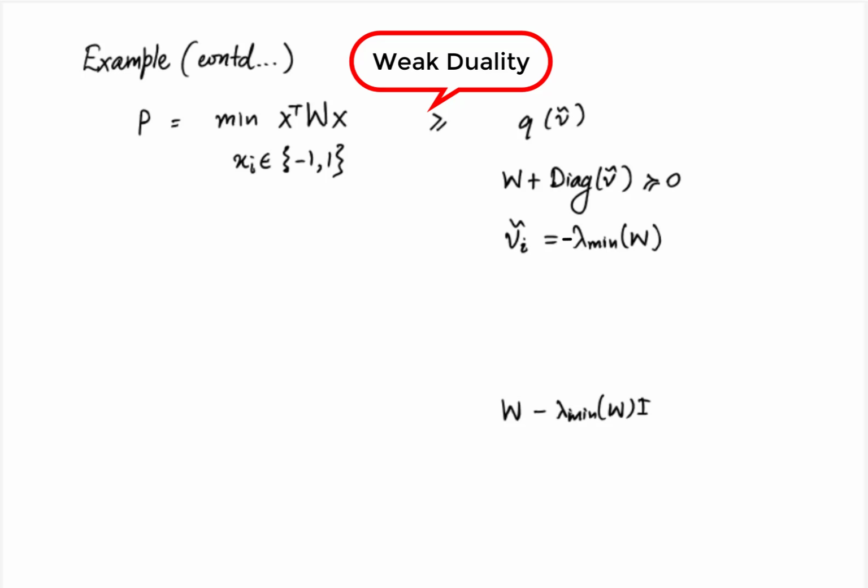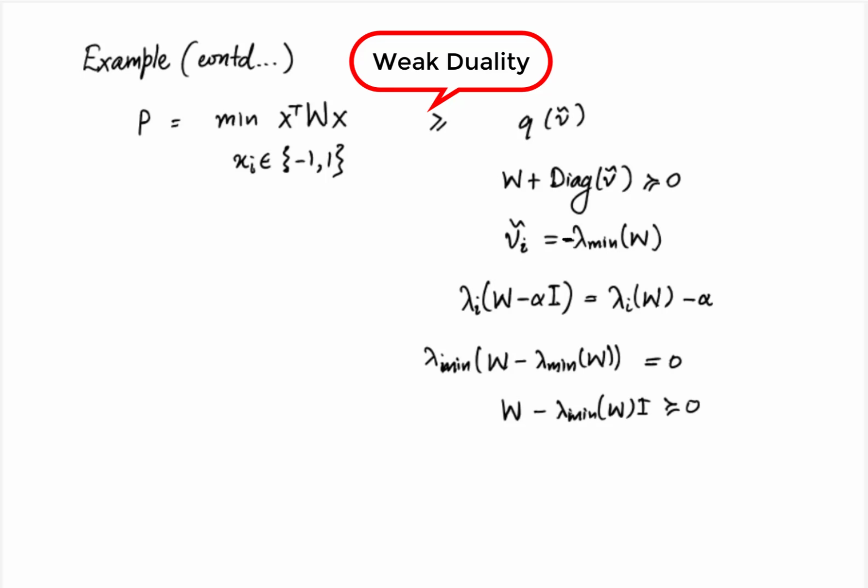If you recall the properties of eigenvalues, then you can see that the eigenvalues of W minus alpha I are equal to the eigenvalues of W minus alpha for any scalar alpha. So the smallest eigenvalue of W minus lambda min of W times identity is exactly 0. In other words, the matrix W minus lambda min of W times identity is PSD, and hence nu_i equal to minus lambda min of W is a feasible dual solution. So substituting that solution, the dual function evaluates to n times lambda min of W, and the required lower bound is given by p greater than or equal to n times lambda min of W.